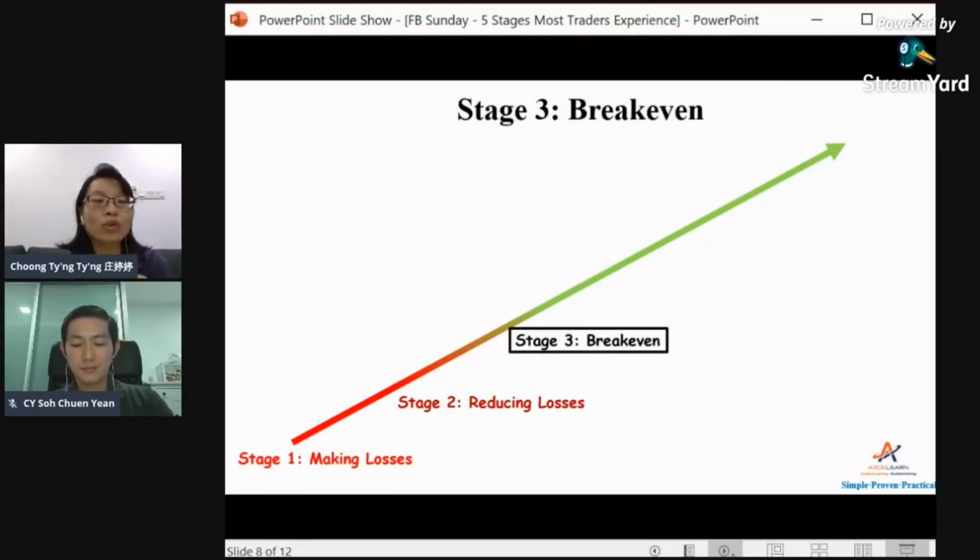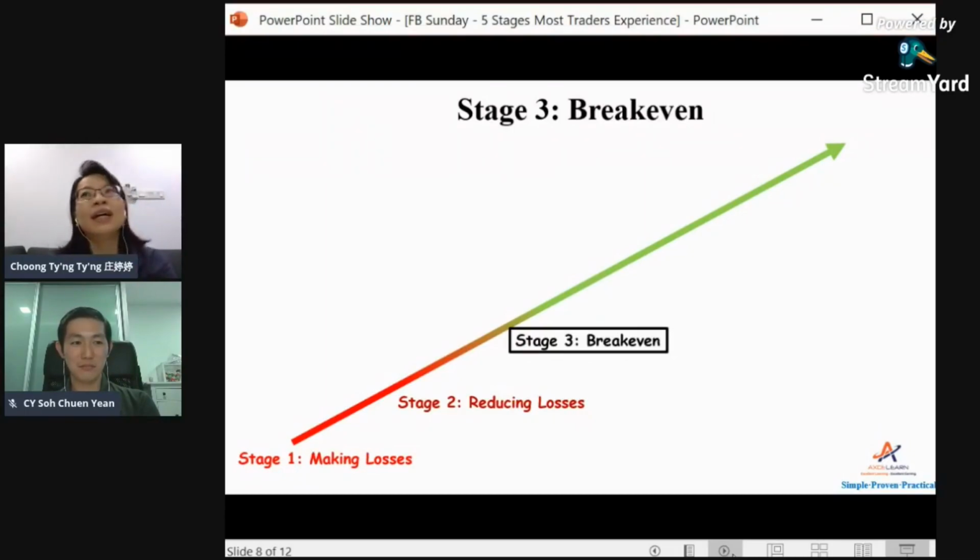Now, for those who managed to come to stage 3, congratulations, because you're the minority. I'm very serious to you. You'll be very surprised because in this industry, it doesn't matter whether you're in trading, stocks, futures, properties, even business, or any industry. Normally, the 80-20 or even 90-10 rule is common, meaning that you have 90% failure rate and you have only 10% success rate.